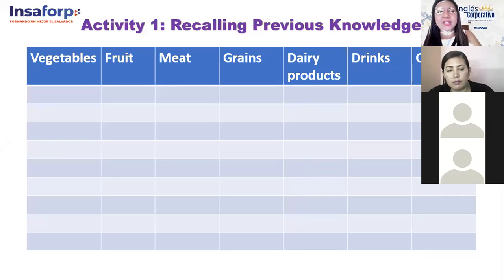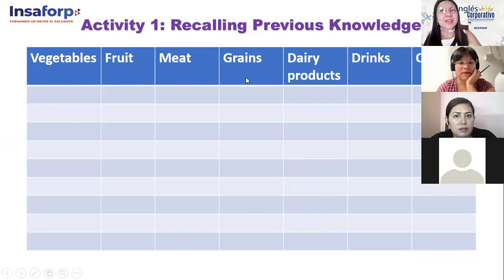Okay, in this activity, I have this table with some columns. The columns are about foods and drinks. Vegetables, you can practice the pronunciation and repeat after me. Vegetables. Fruit. Meat. Grains. Dairy products.